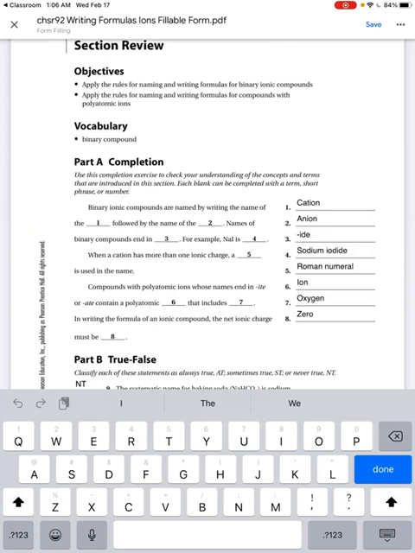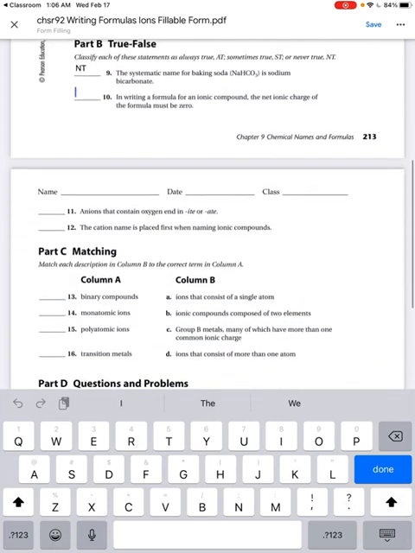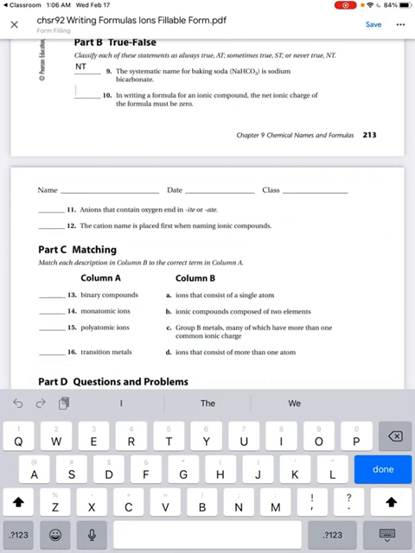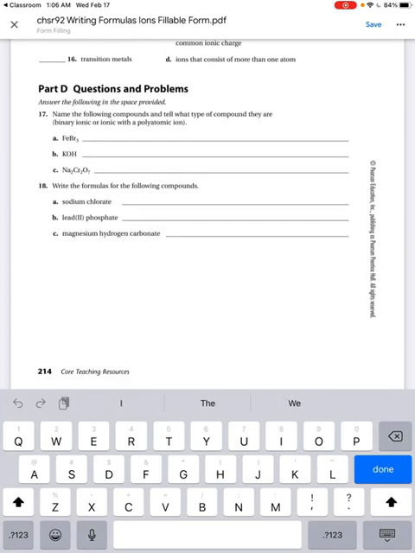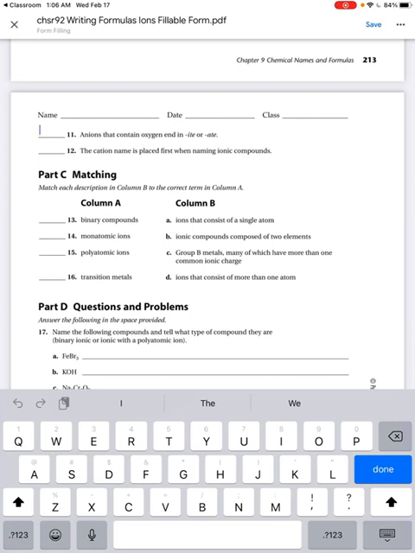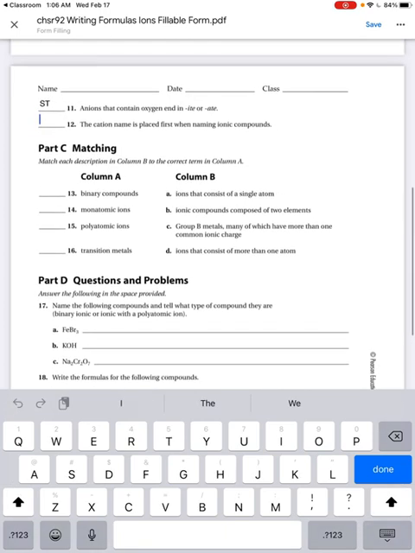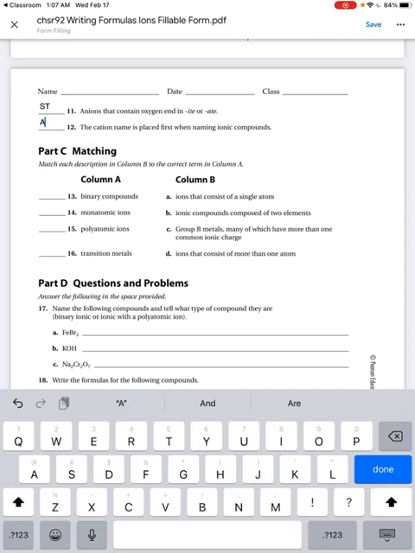And then next is number 10. For writing a formula, the ionic charge must be zero. We just said that was always true. So let's move on to number 11. Anions containing oxygen end in ite or ate. So that's sometimes true. What about oxide? That doesn't end that way. And the cation name is placed first when naming ionic compounds. That is always true.